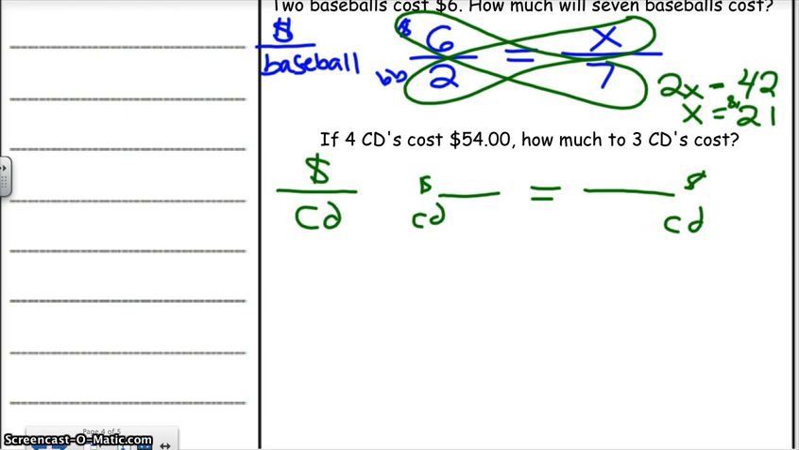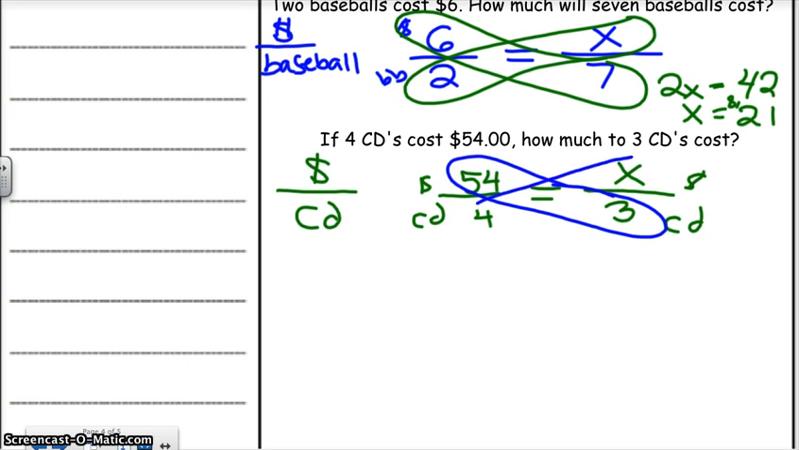Where's the 54 going to go? Top or bottom? What goes on the bottom? 4. $54 is to 4 CDs as 3 CDs is how much? So where's the 3 going to go? Bottom. And my variable goes on the top. Set their cross product equal to each other. I always put my variable first. 4 times x is 4x equals 54 times 3.